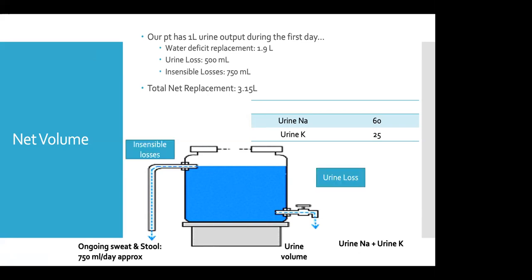Calculating the urine loss is a little more complicated. Here's the urine loss calculation: urine volume times 1 minus the urine sodium plus potassium over the serum sodium. And then this comes out for our patient to be about 500 cc's. So in order to do this, it's really important you know what their actual urine volume is. So you have to have good eyes and nose to know what that is.